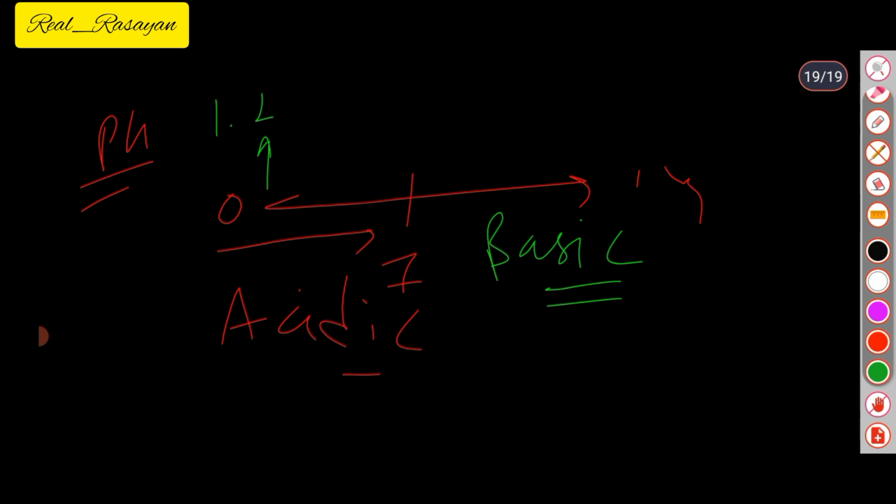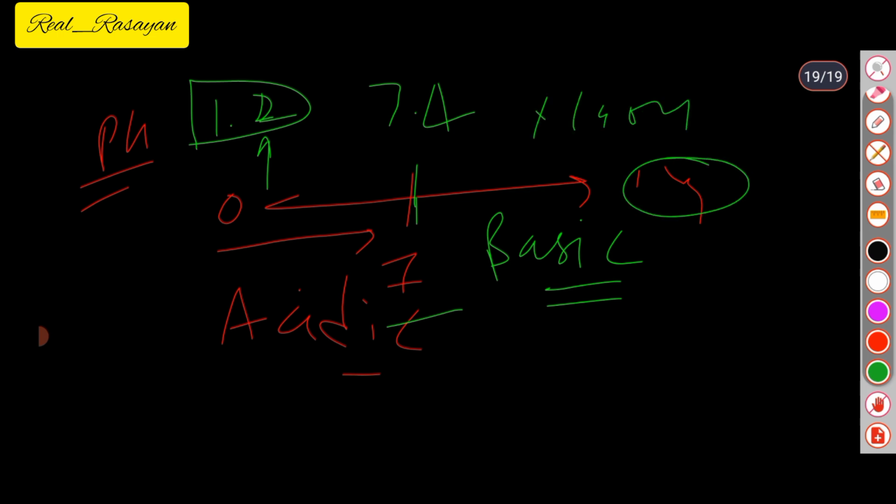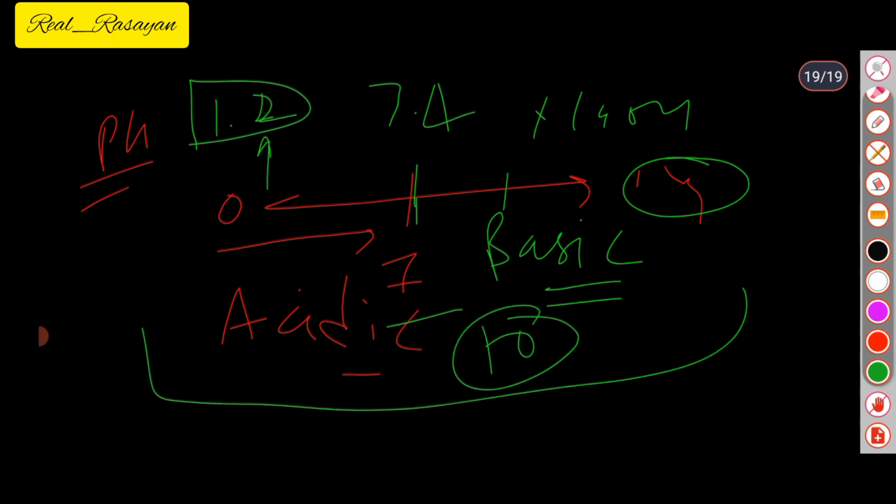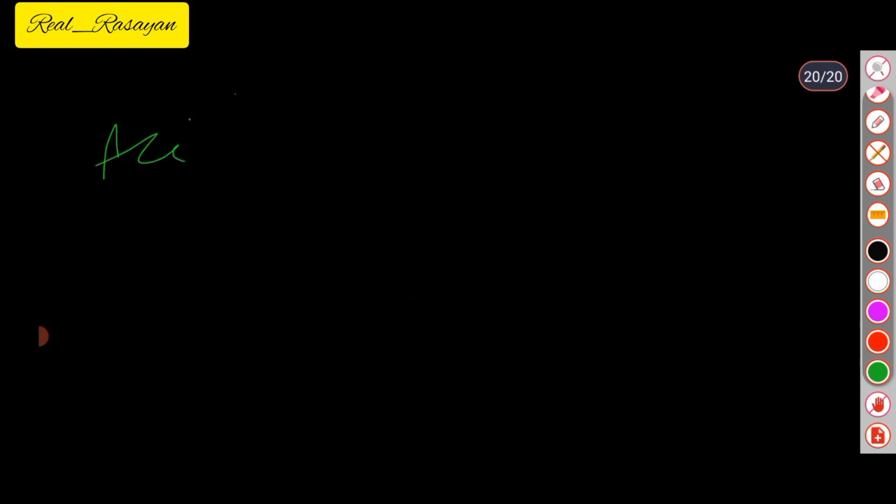Gastric juice 1.2. This is the pH value of gastric juice. 7.4 pure blood. Distilled water 7. Sodium hydroxide is a strong base having 14 pH. Milk of magnesia 10. These are some examples of the pH with their values. So they can be asked sometimes with their pH values. Now what is the pH value of acid rain? Acid rain, it is less than 5.6.